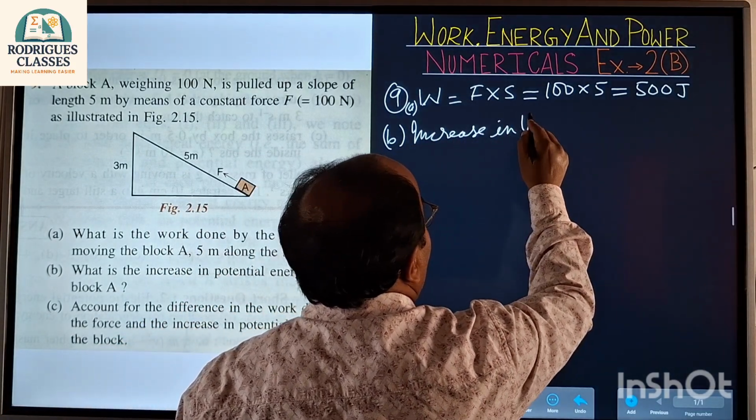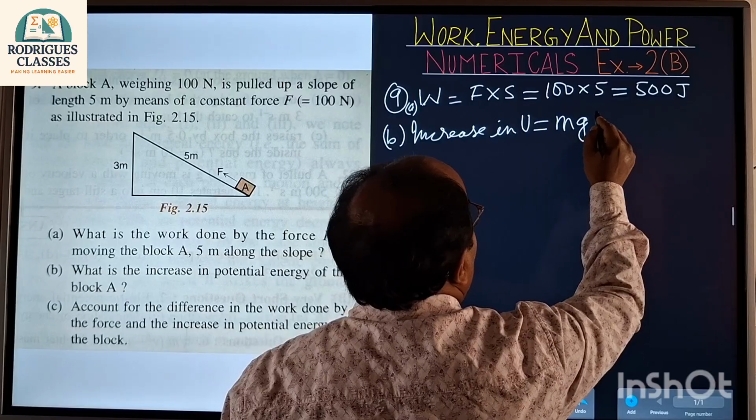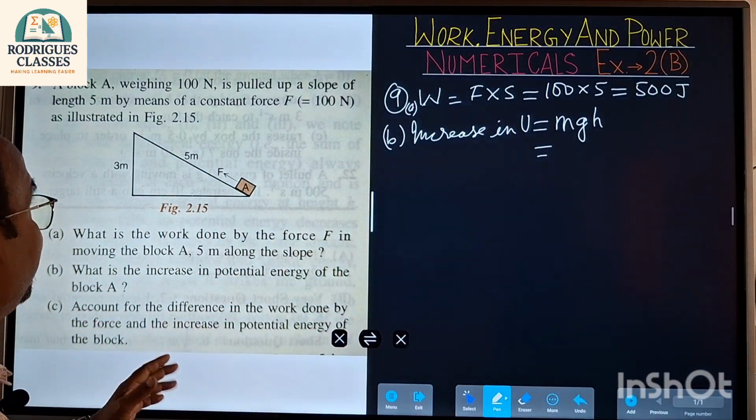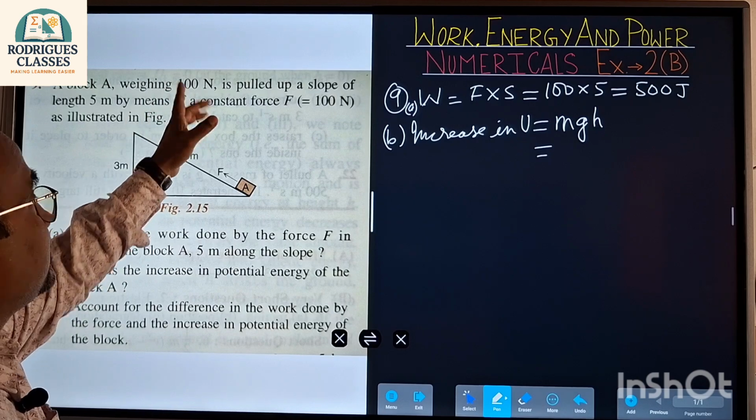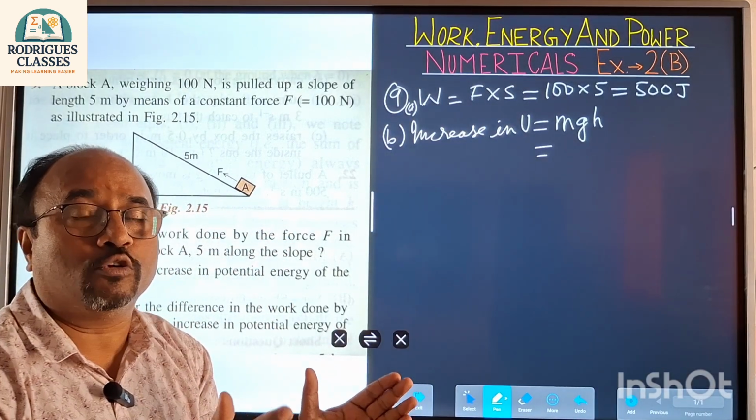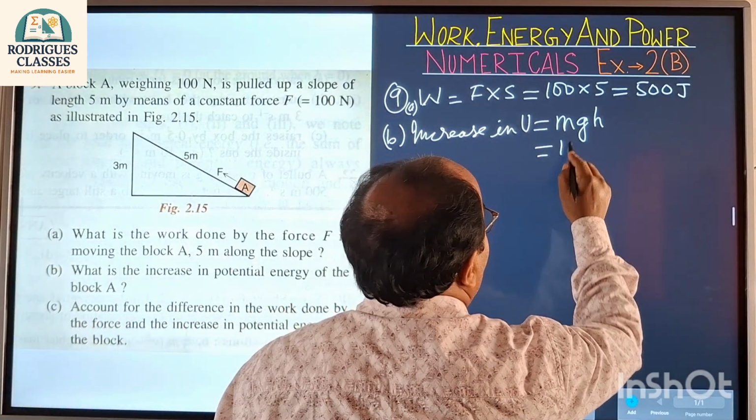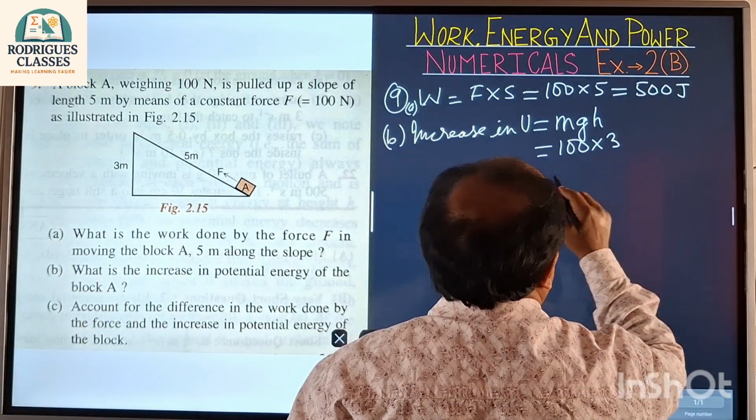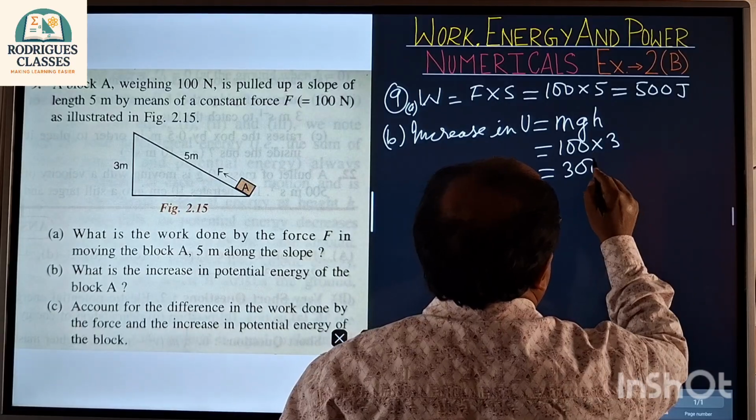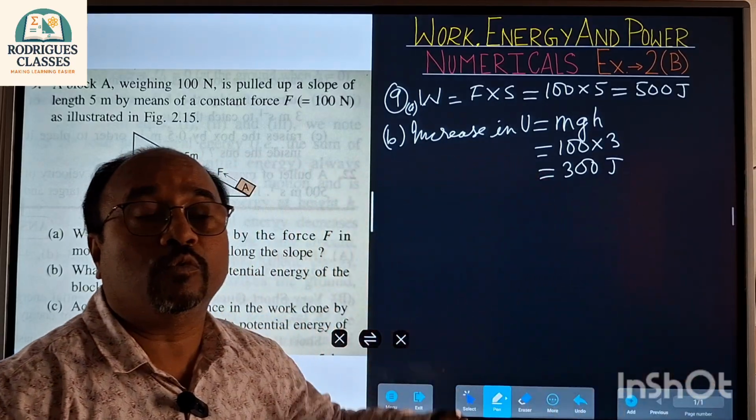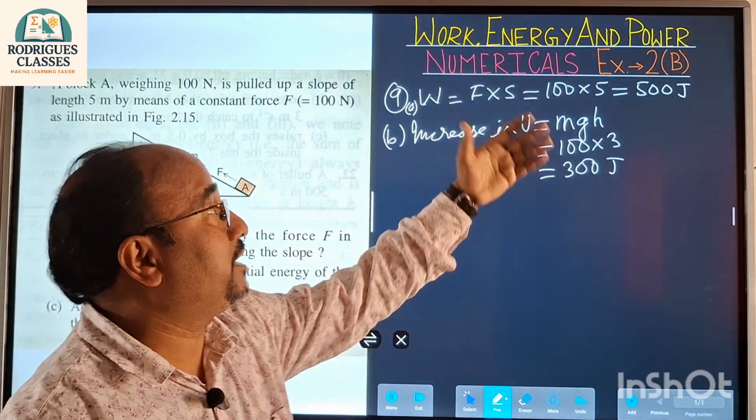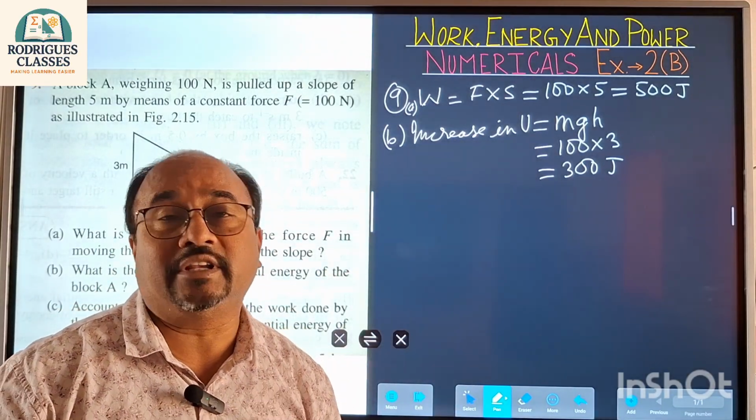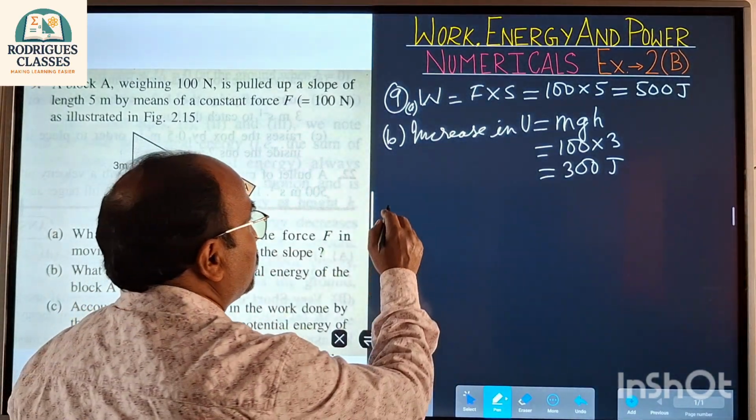increase in potential energy, I will find it by mgh. Mass of the block is not given directly, but the weight is given as 100 Newton. So that becomes the value of m into g. So I'll be writing here 100, and the height here is 3 meter. So into 3, that gives me 300 joule. So you can see work done in taking along the inclined plane is 500 joule, but the increase in potential energy is not 500, it is only 300. So there is a difference, okay?